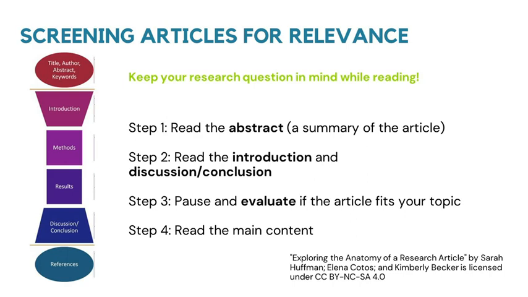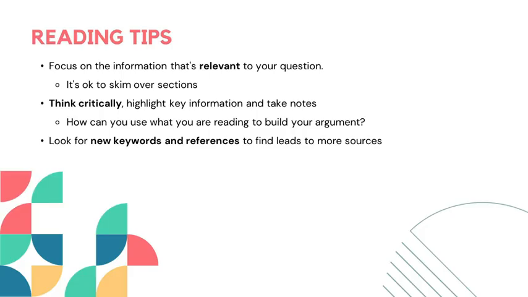Step 1. Read the abstract or summary of the article. This section is the easiest way to determine if an article fits your information needs. If it seems relevant, move on to Step 2 to read the introduction and discussion or conclusion. Step 3. Pause and evaluate if what you have read fits your research question. If it doesn't work, move on. If it does work, then you can go to Step 4 and read through the methods and results of the article. A few reading tips.